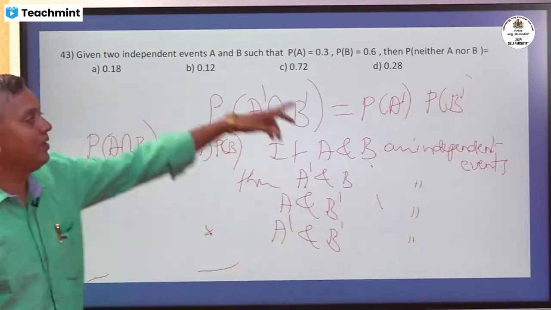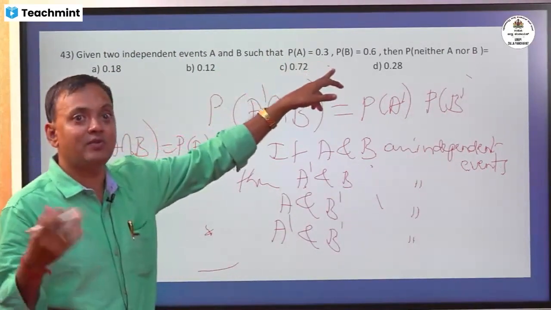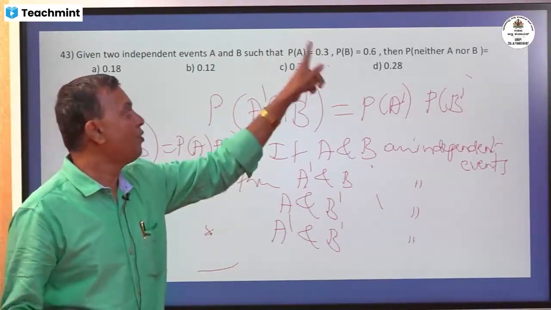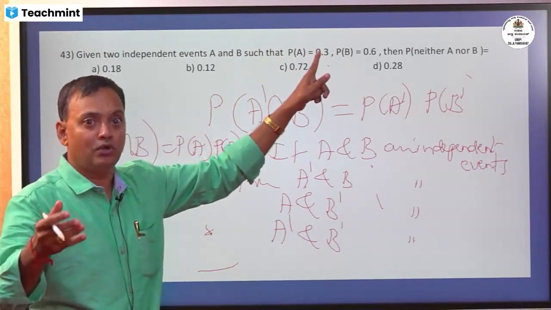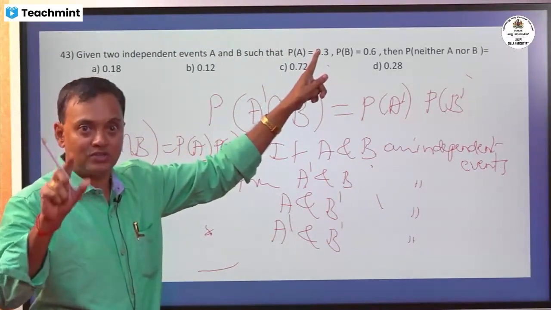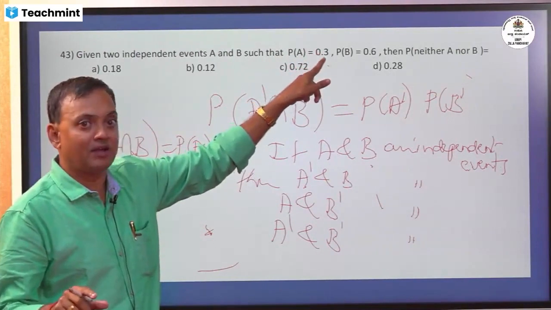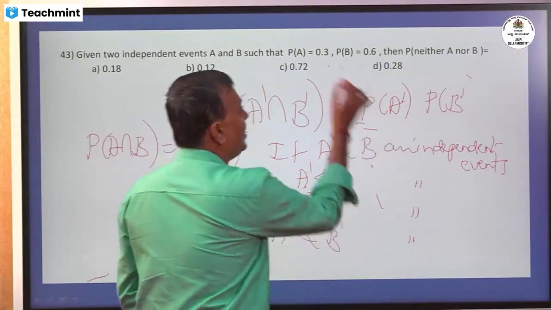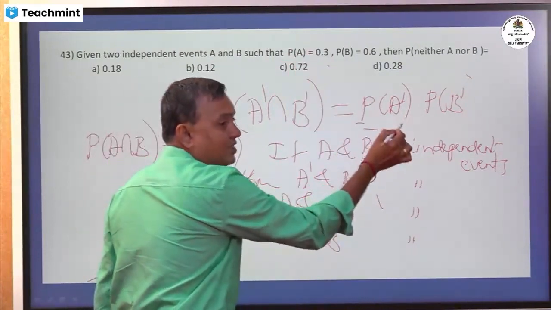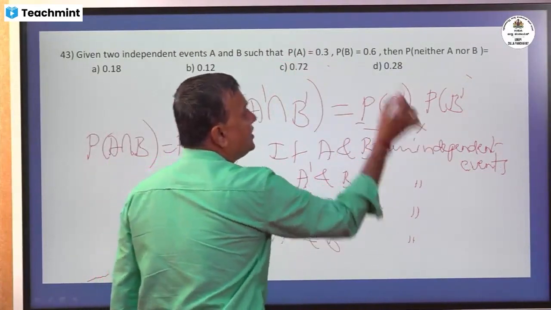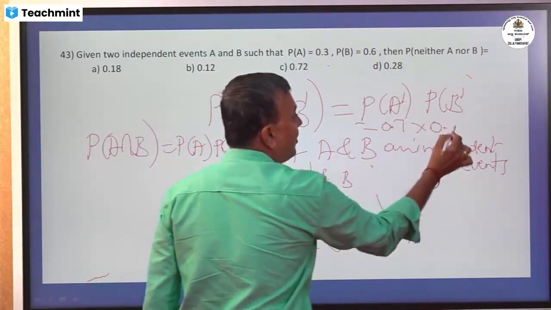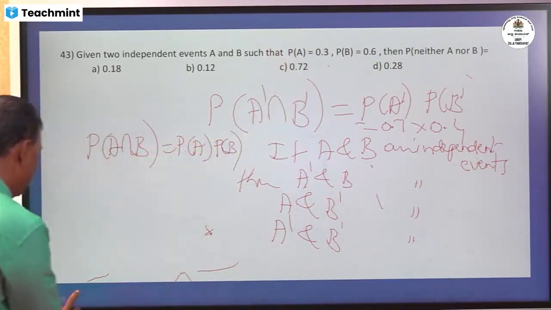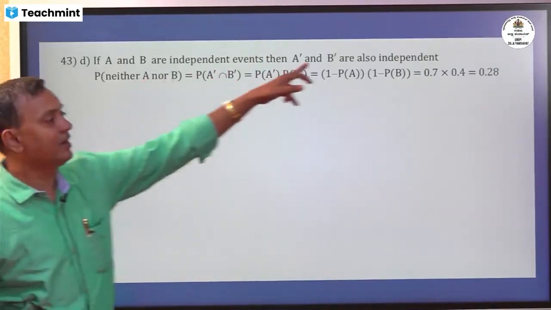So what is probability of A? 0.3. What is A dash? We know P of A plus P of A dash is equal to 1. If this is 0.3, then not A should be such that the total sum is 1, so how much should we add to get 1? So 0.7. No need to sit and write 1 minus; directly, P of A is 0.3, then P of A dash is 0.7, and this is 0.6, so this is 0.4. So answer is 0.28. Correct.